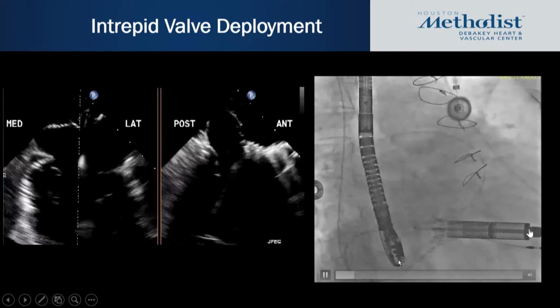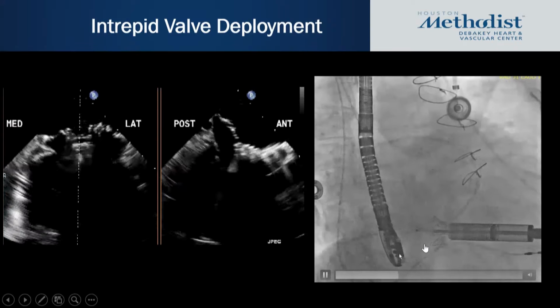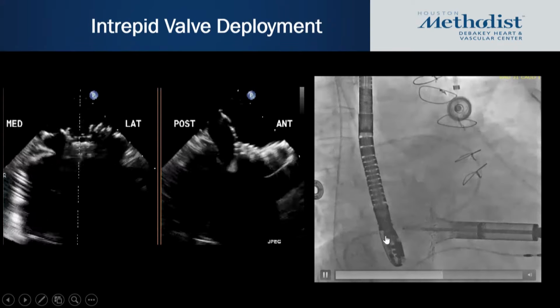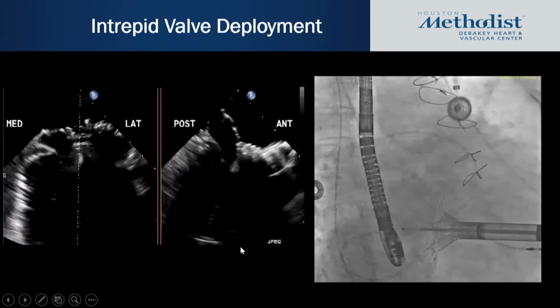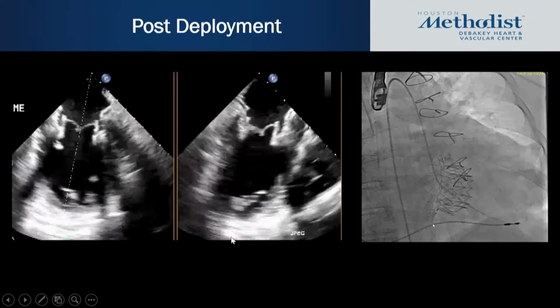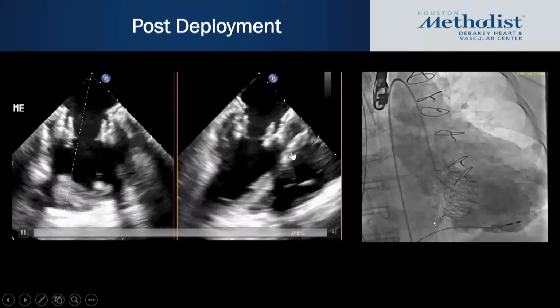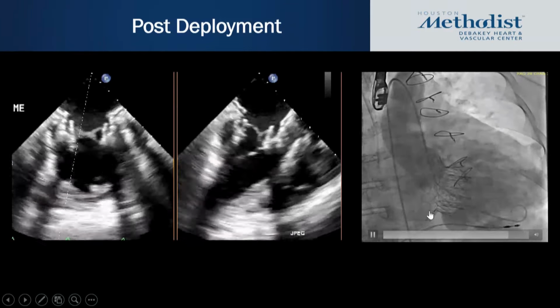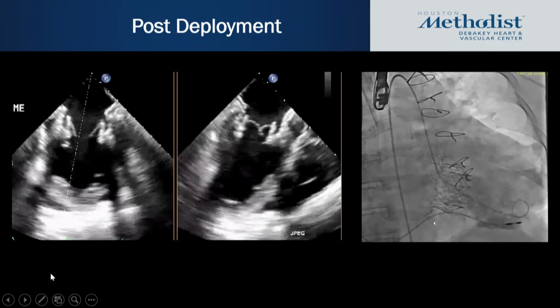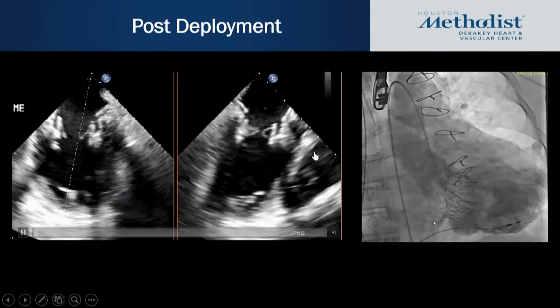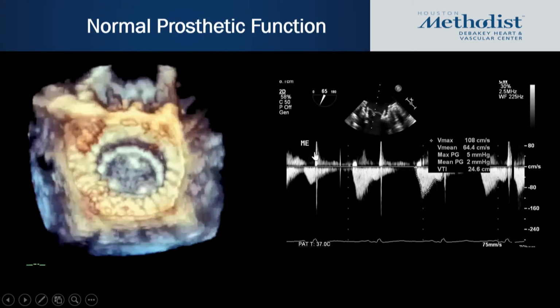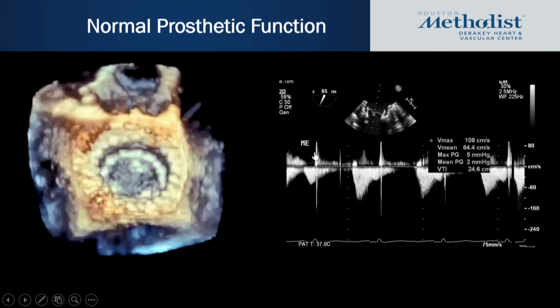And this is by fluoro. You're advancing the Intrepid valve into the LV. Now it's opened in the LA. After that, it's deployed in the mitral annulus, and you want to make sure it's stable. You want to make sure you don't have any residual regurgitation, and you want to make sure you have acceptable gradients. This is a 3D image of the Intrepid valve. By applying color, there was no evidence of mitral regurgitation, and the mean gradient was 2.